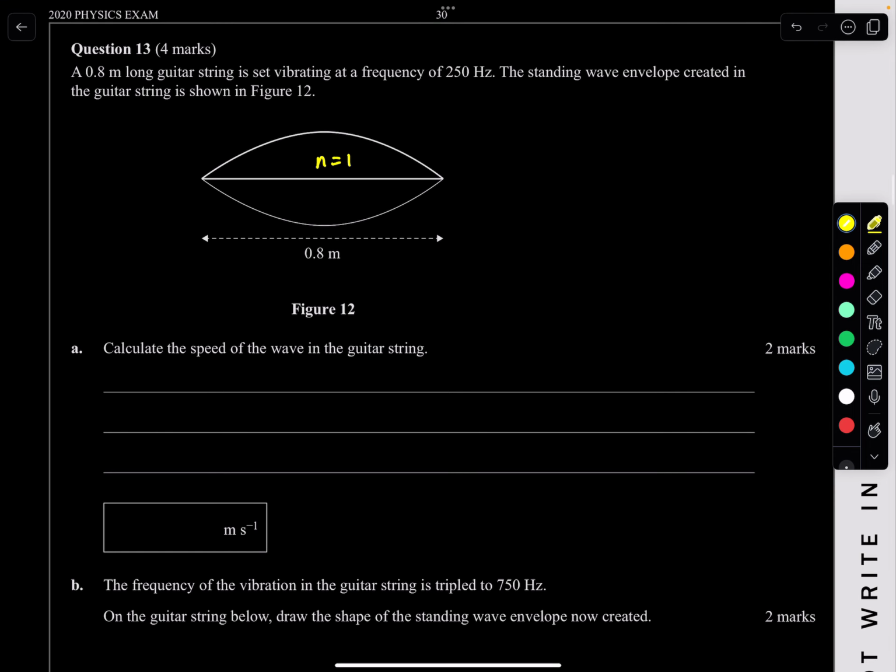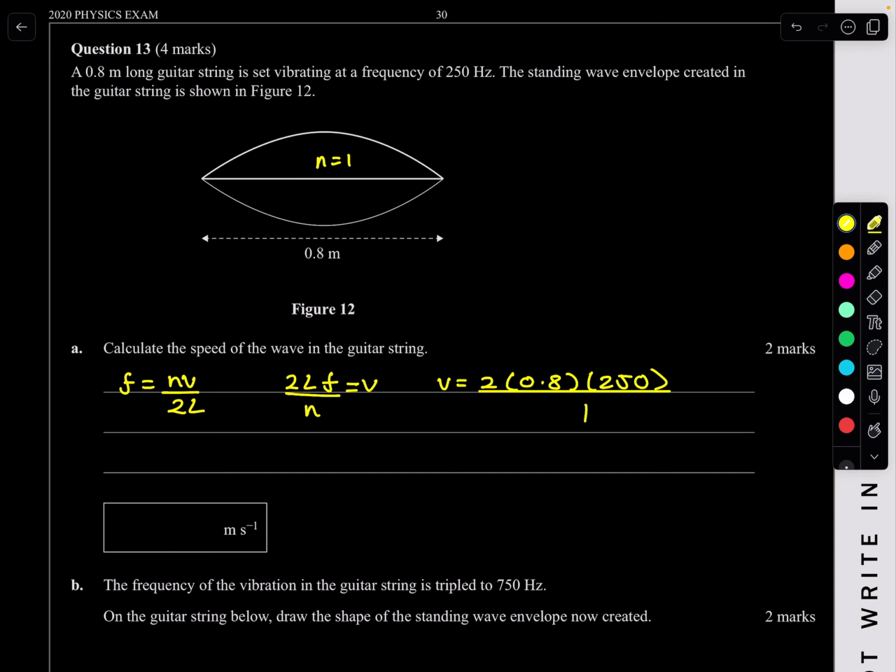So if we want to calculate speed, how do you calculate that? Looking at my formulas, because I've been given the frequency. This is fixed at 2 ends. So I know that frequency is nv over 2L. So basically 2Lf divided by your n is going to give you your velocity. So your velocity is just 2 times your length of the wire times your frequency, which is 250 hertz, all being divided by your harmonic, which is 1. Your n equals 1.